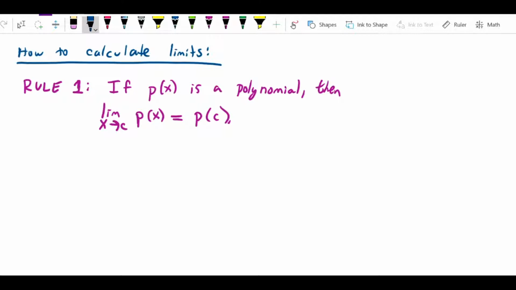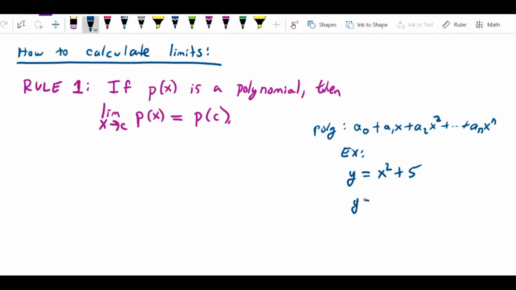So what does that mean? Well, a polynomial is something like this. A polynomial is an expression of the form where it's just multiples of integer powers of x. So it's an expression of the form a0 plus a1x plus a2x squared plus dot dot dot plus an x to the n. I know that looks fairly complicated, but I'll show you some very simple polynomials that you know. So examples are, for example, y equals x squared plus 5, or for that matter, just y equals x squared.